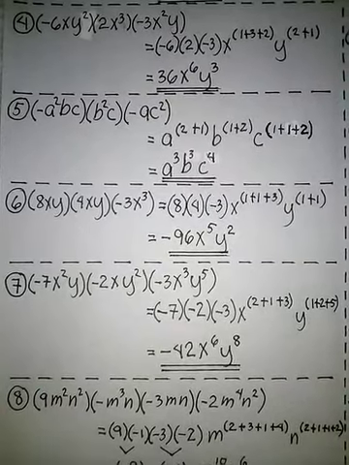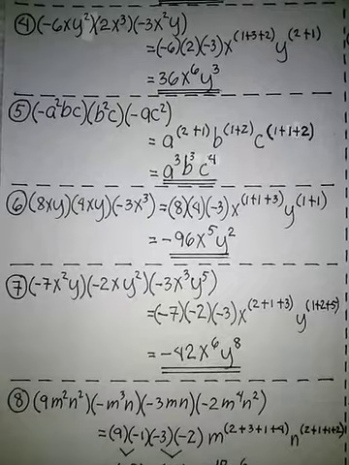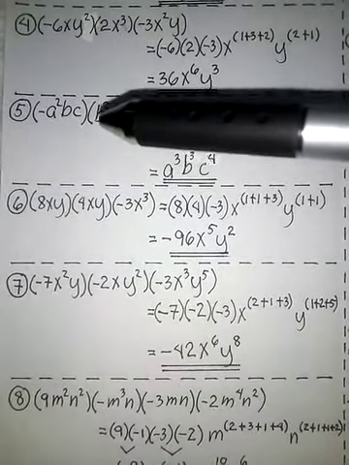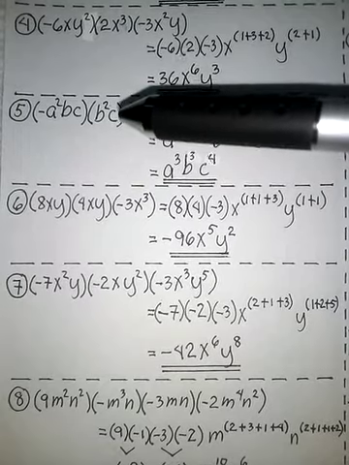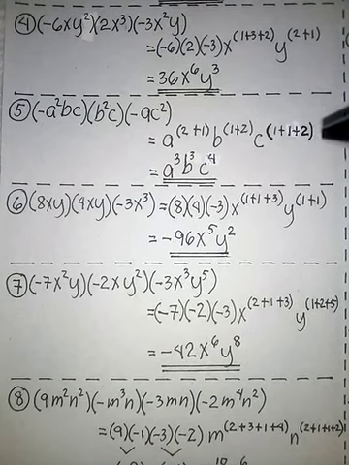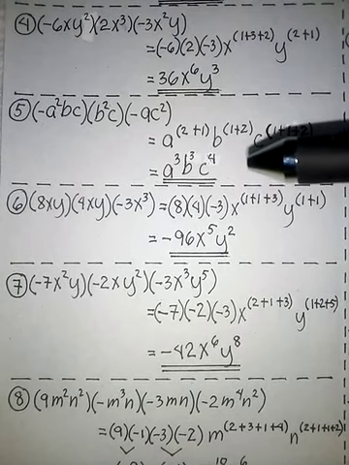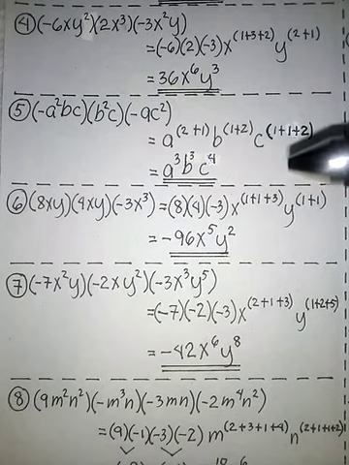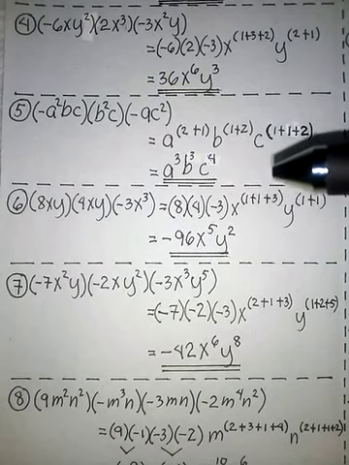Okay, so here in number 5, we have the variable c. We have 1, 1, and 2. So we have 1 plus 1 plus 2 is equal to 4. So we now have c to the fourth. So we now have the final answer to be a cubed, b cubed, c to the fourth.